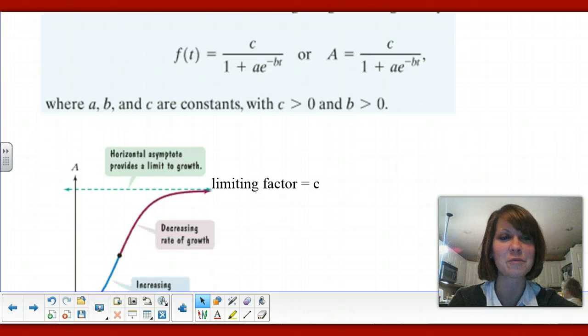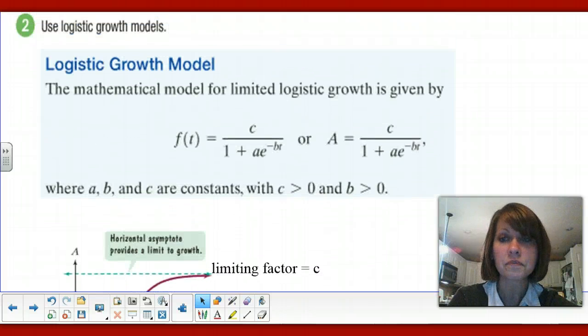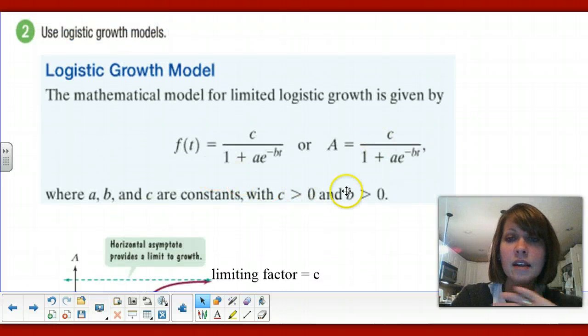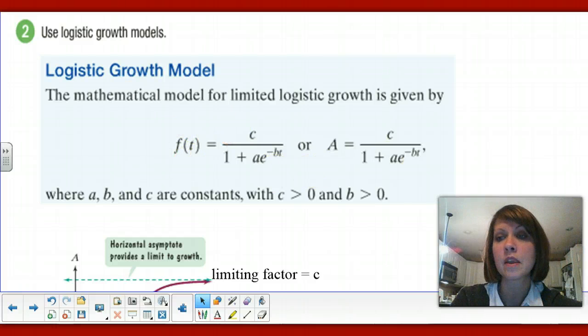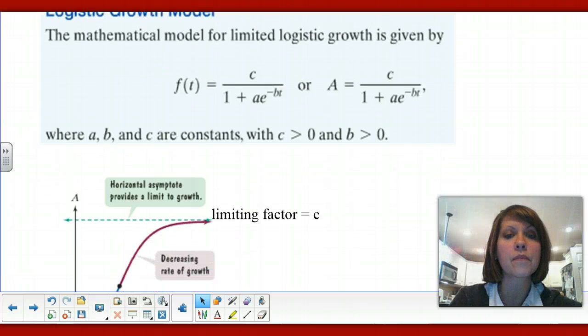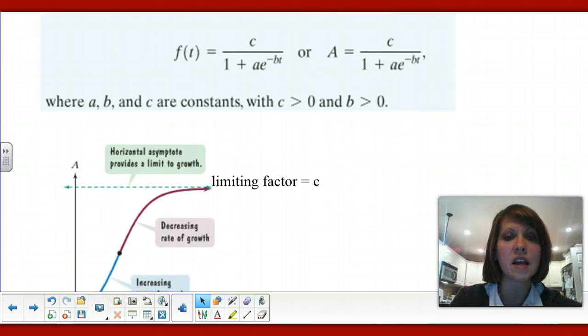They won't forget that, I'm sure. All right, so you need to start recognizing now this setup. It's going to look weird and kind of scary. It says that A, B, and C are constants, and C is greater than 0, and B is greater than 0. You don't have to worry about that.